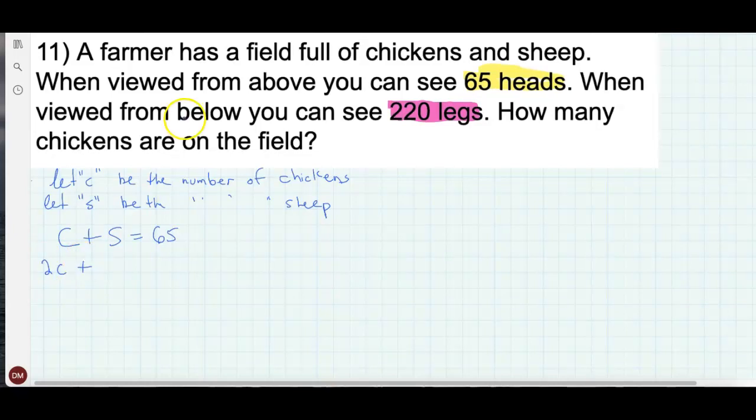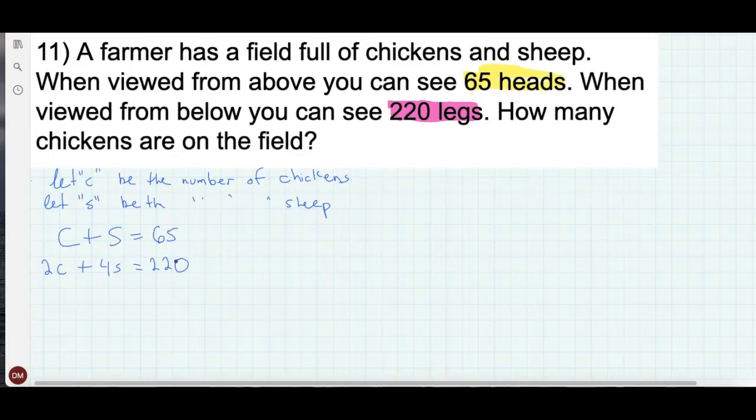2C plus sheep have 4 legs, so 4S. Because, yeah, we multiply by 2 for each chicken. We multiply by 4 for each sheep for the legs. Is 220. Alright, got our system of equations now.